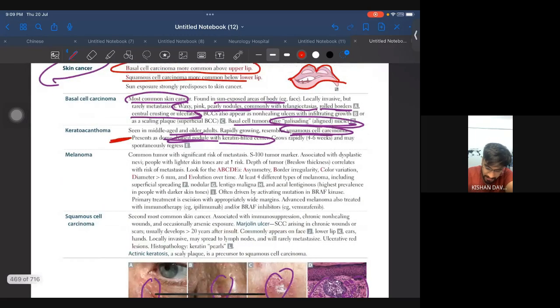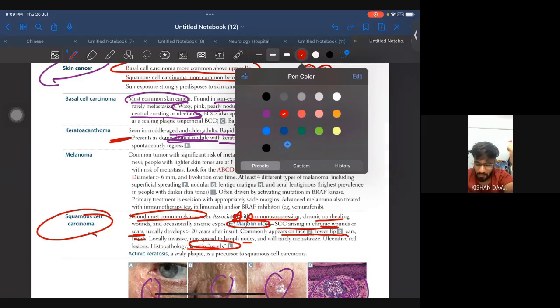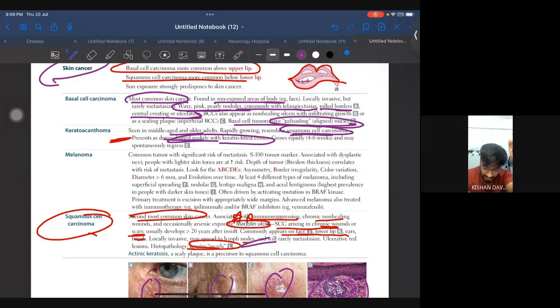Now first let's do squamous cell carcinoma. Second most common skin cancer, associated with immunosuppression, chronic non-healing wounds, etc. Marjolin ulcer, that is SCC, arising in chronic wound or scar. Okay, this is important. Commonly appears on face, lower lip, ear, hand. Locally invasive, may spread to lymph nodes, etc. Histopathology is keratin pearls. Okay. Now, whenever you are studying squamous cell carcinoma or squamous cell tumors, they have to have keratin pearls present in them. Okay, keratin pearls का present होना जरूरी है whenever you hear the term squamous cell carcinoma.